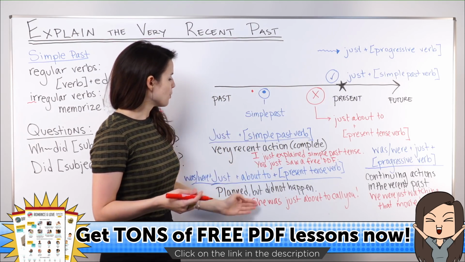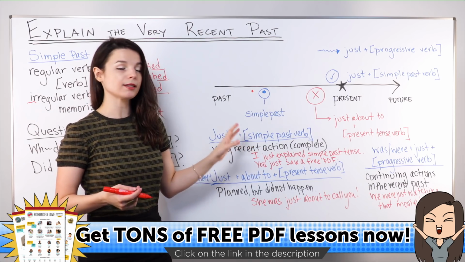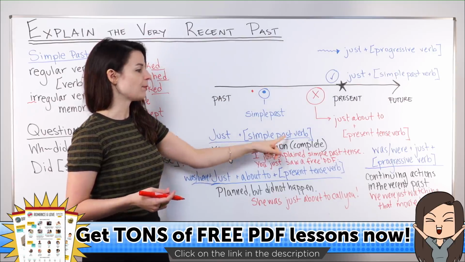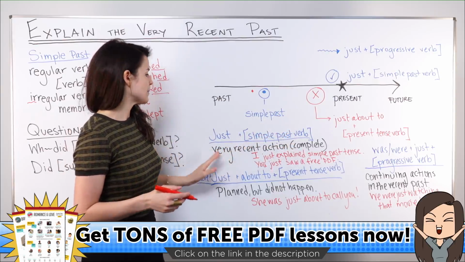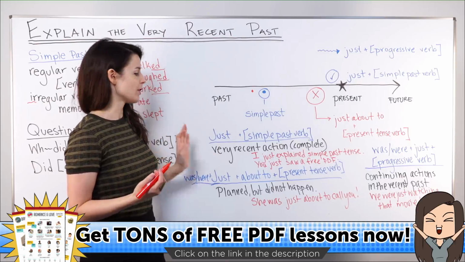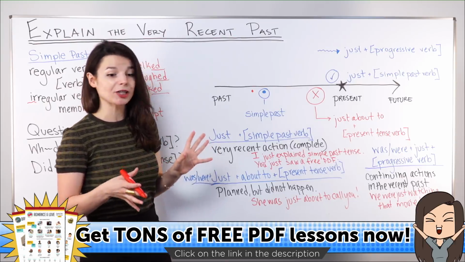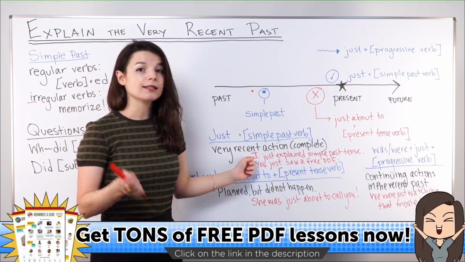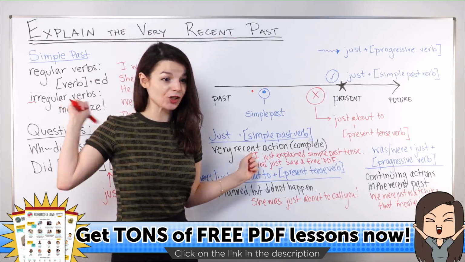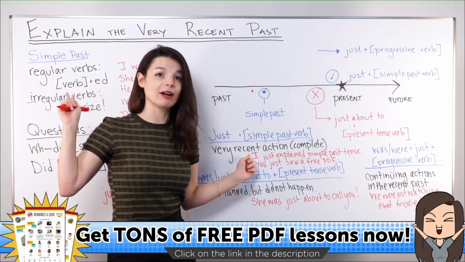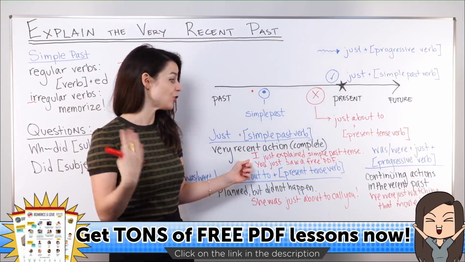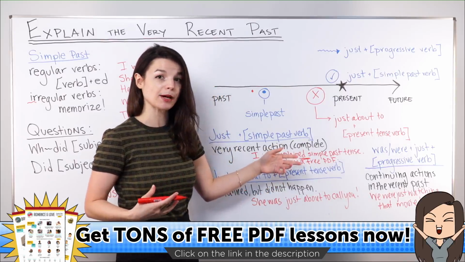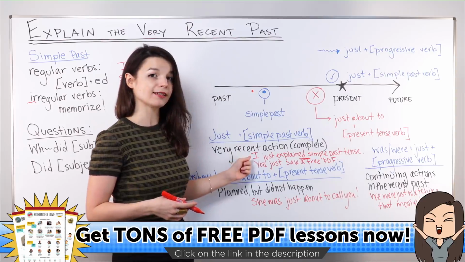So these 2 points right here, I've also placed these on this timeline. So I want to start with this part, this just plus your simple past tense verb. So we use just and a simple past tense verb to talk about a very recent action that's finished. So for example, I just explained simple past tense. If you were watching, you saw that. This is a very recent action. It's finished. It's done. I just explained. Here's my past tense verb. So explain becomes explained in simple past tense.